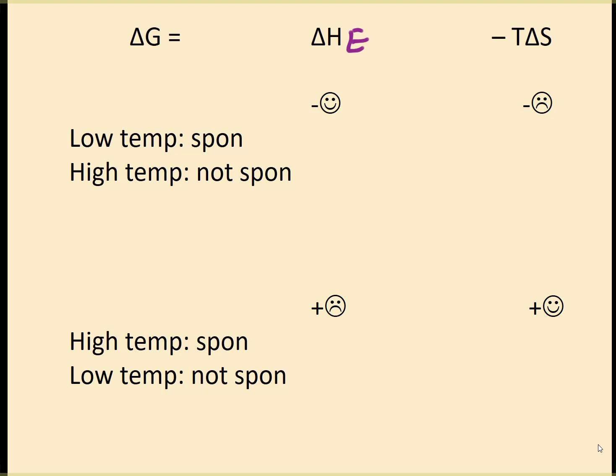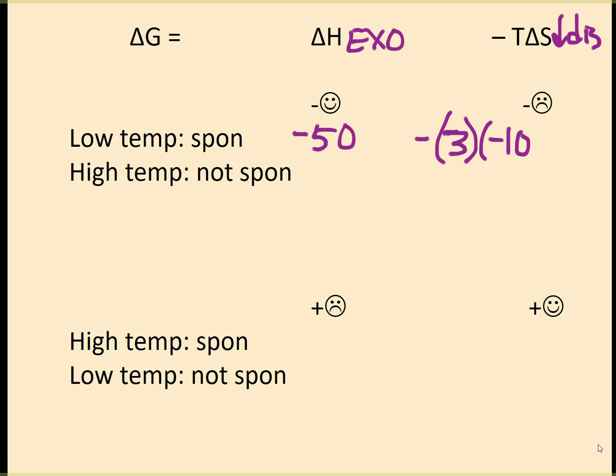So now let's take an exothermic reaction, and let's take a decrease in disorder, and let's see what temperature will do. My exothermic reaction, it will be negative. And for my temperature, let's do a low temperature. I'm just going to say 3. And my disorder is a minus 10. So overall, I get a minus 20. So it would be spontaneous at this low temperature.